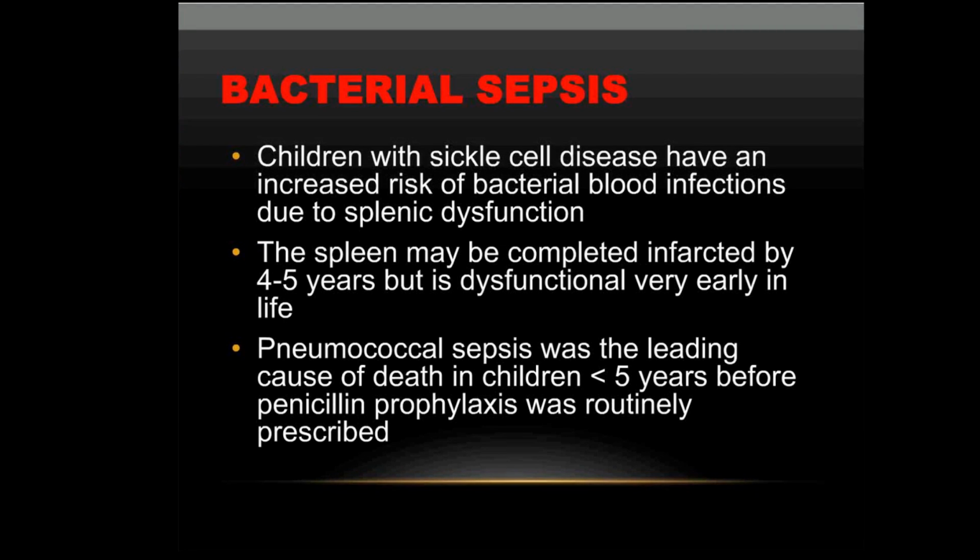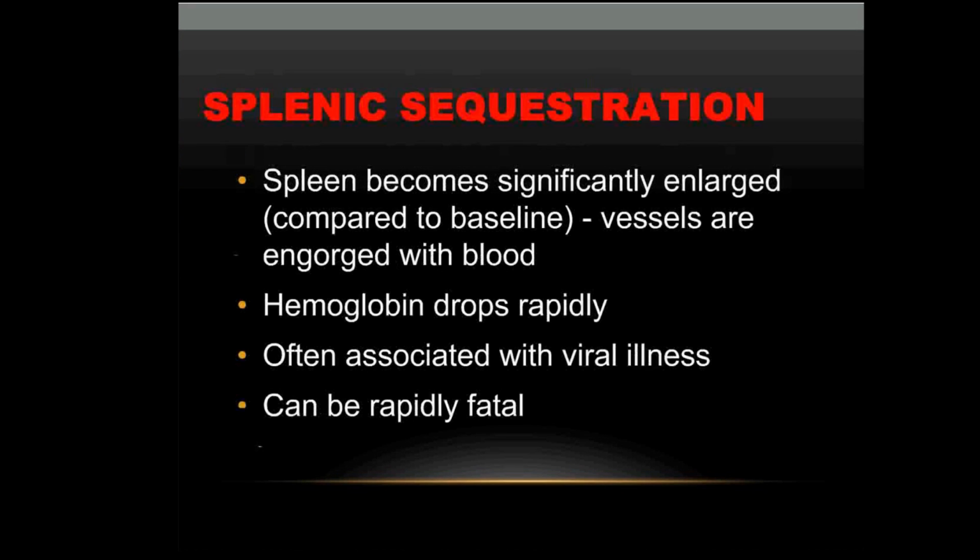Now with bacterial sepsis, children with sickle cell disease have an increased risk of bacterial blood infections because of splenic dysfunction. The spleen can be completely infarcted by 4 to 5 years, but it's dysfunctional very early in life. And before we had penicillin prophylaxis, pneumococcal sepsis was the leading cause of death in children less than 5 years.